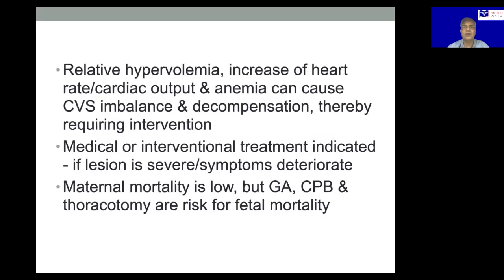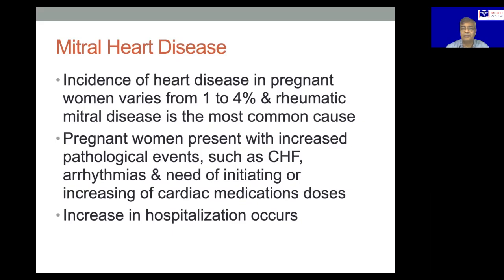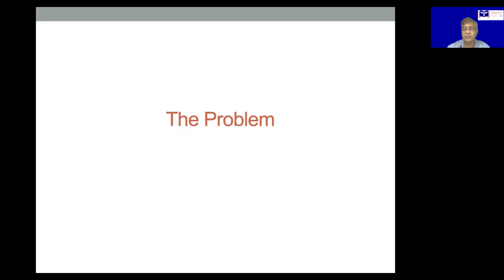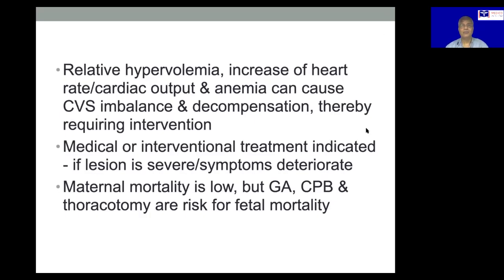So what is the problem? The problem is that of hypervolemia, increase in heart rate and cardiac output, and anemia caused by pregnancy. All of these cause an imbalance of the cardiovascular system and decompensation. Thereby, it requires intervention or medication. Medical or interventional treatment is indicated if the lesion is severe and the symptoms deteriorate; we need to intervene. Maternal mortality is low, but general anesthesia, cardiopulmonary bypass, and thoracotomy are definitely an increased risk and can cause fetal mortality.